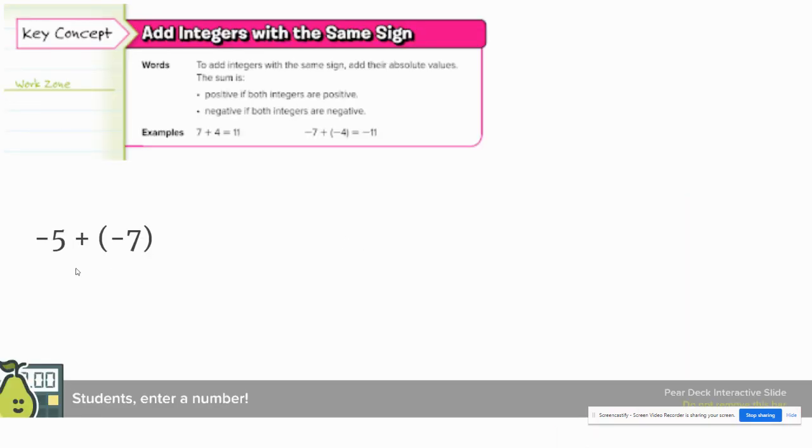Here's some problems to work out. Again, I'm going to go through them. You go ahead and pause, answer them, so forth. -5 plus -7 is -12. -10 plus -4 is, I know 10 plus 4 is 14, therefore -10 plus -4 has to be -14. -14 plus -16, two-digit numbers. Ugh. And the answer is -30.